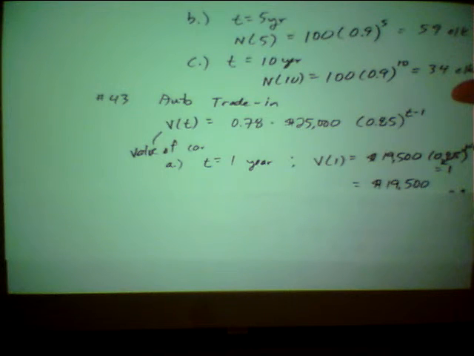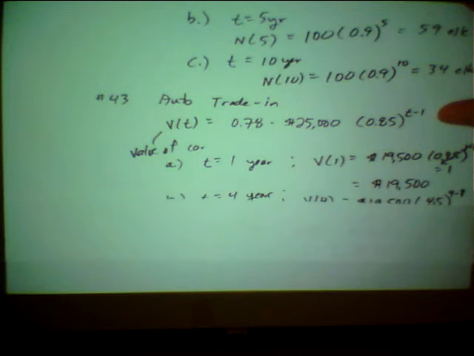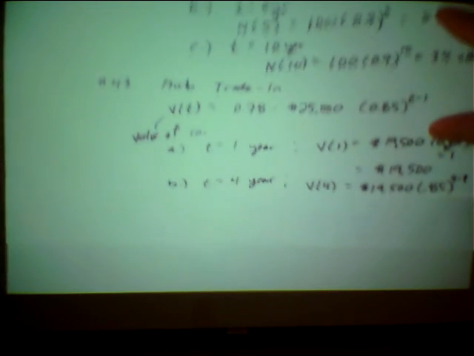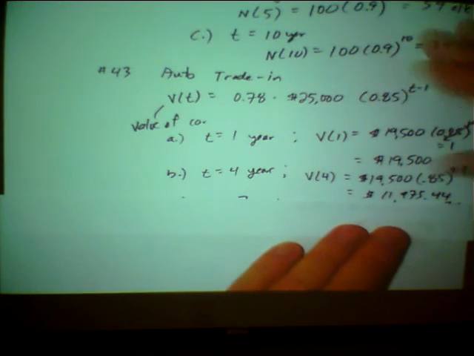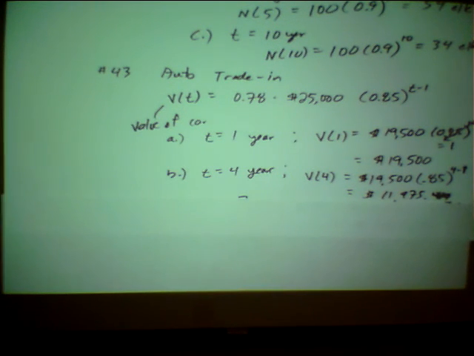For part B, they said, what's the value after 4 years? Now you simply put in a 4 for t. Now your equation becomes this, where you have 4 minus 1. So you grab your calculator, and now you have 0.85 raised to the third power, and you do the calculation, and you get the car would be worth $11,975. When I read it again, they said to the nearest dollar, so I would just round to $11,975.